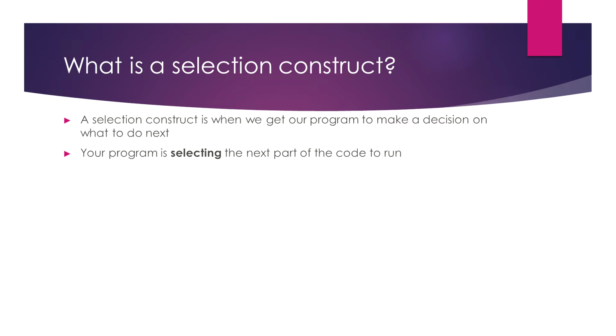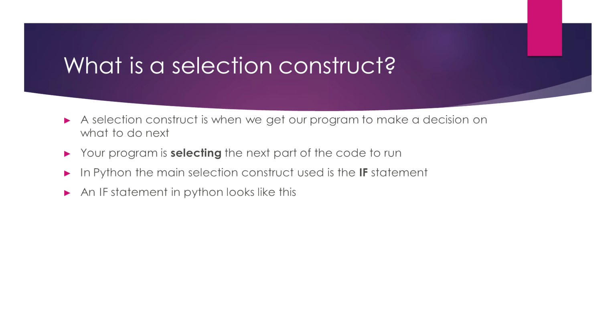So your program is selecting the next part of the code to run, which is why we call it a selection construct. And in Python, the main one we use is the if statement. The if statement gets used in a lot of programming languages, but in Python it's the one we're looking at right now. So what it's going to look like is this: if number equals 2 and a colon. And then we end the line and print "your number is 2".